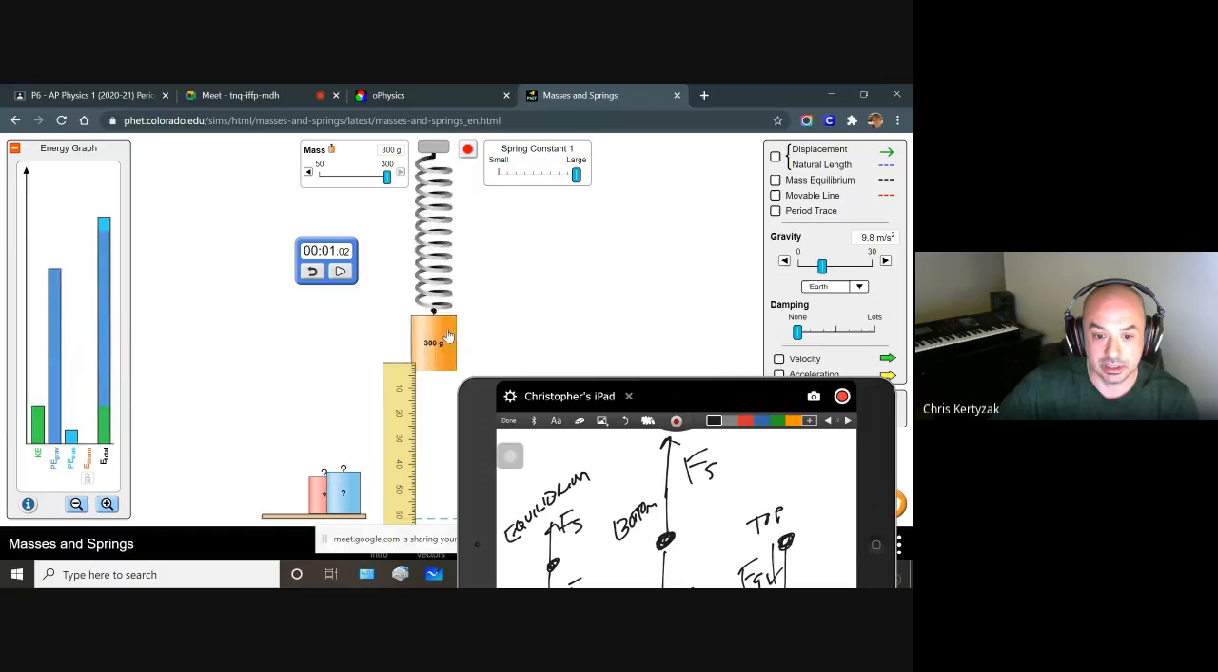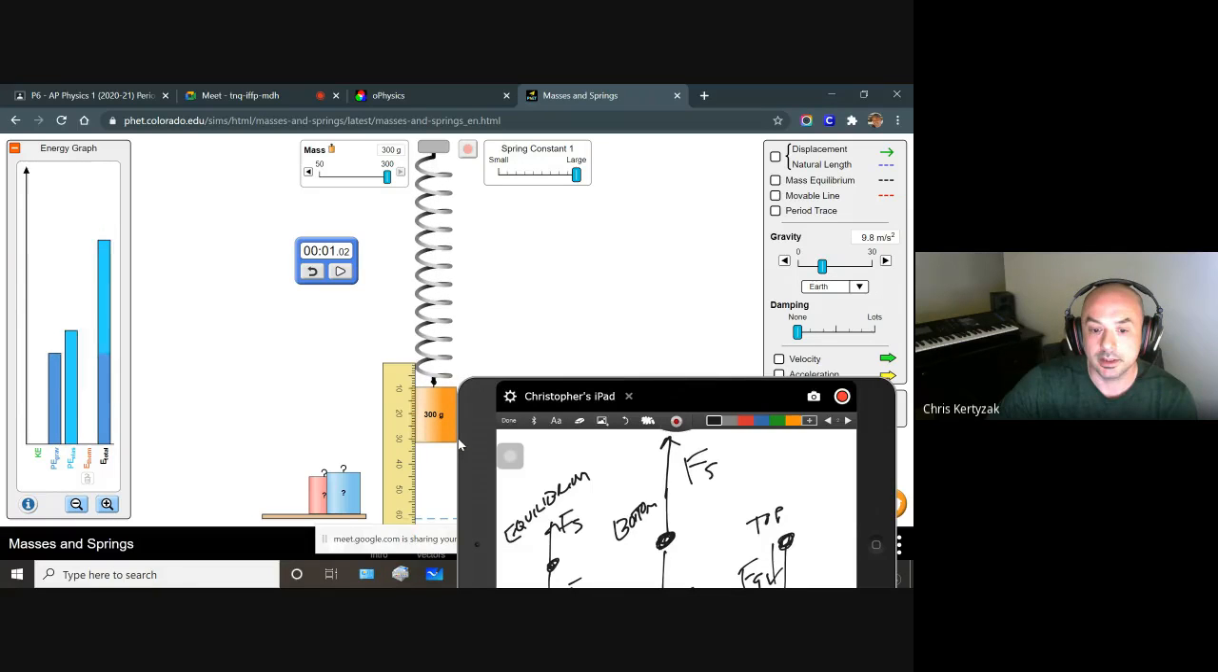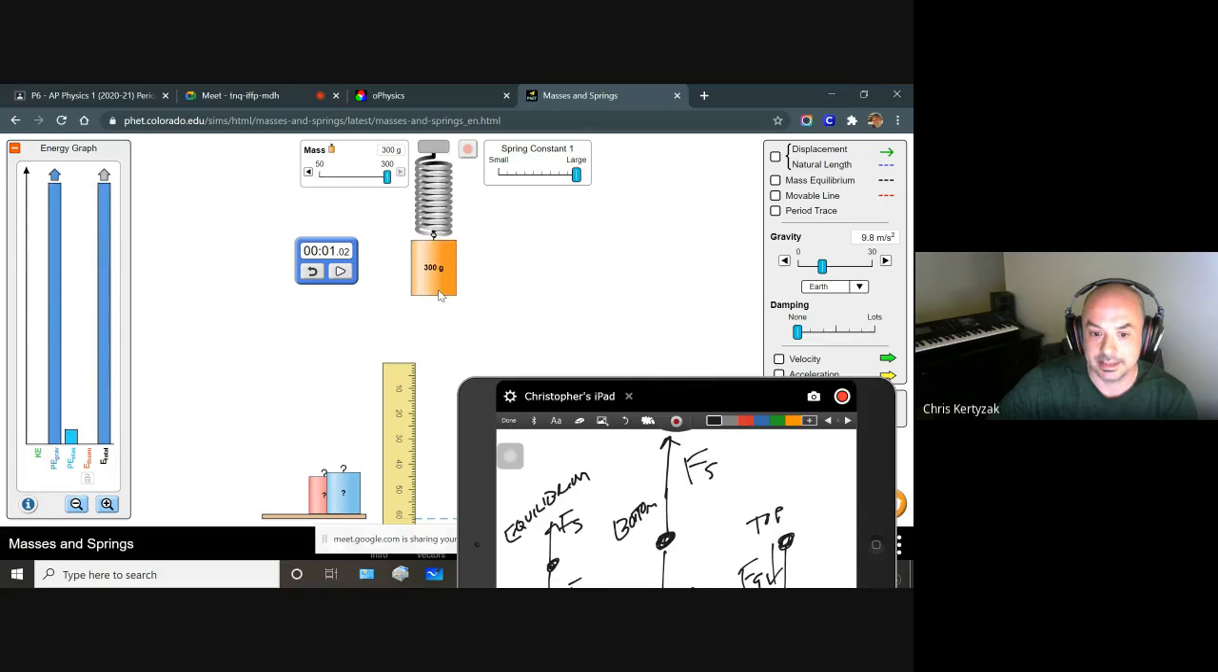It has, by the way, no speed at the top. It stops, so there's no speed here. Its fastest speed is in the middle at equilibrium, interestingly. And then at the bottom here, again, it has no speed. There's no speed at the endpoints.